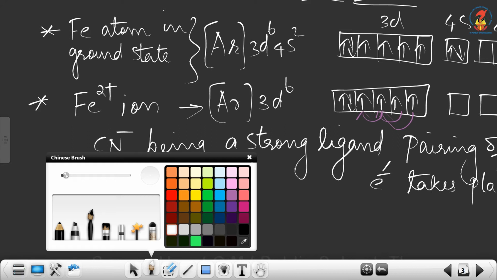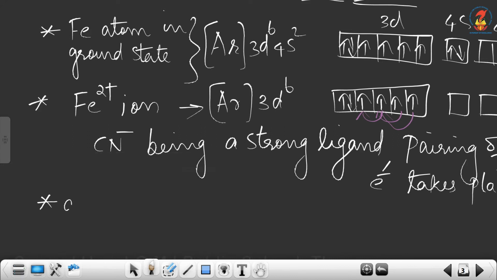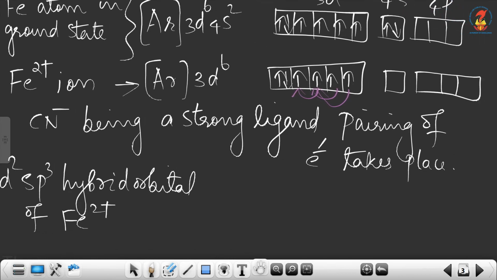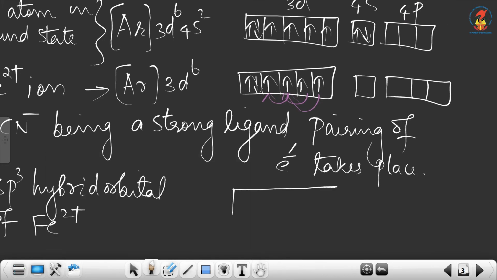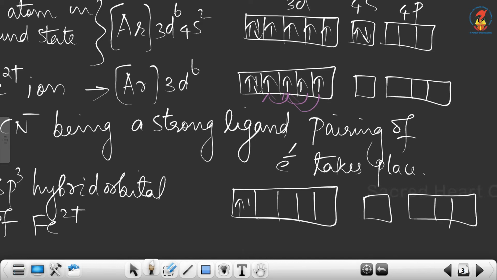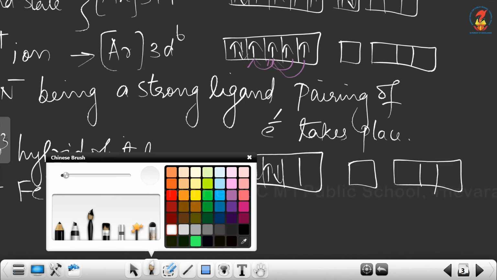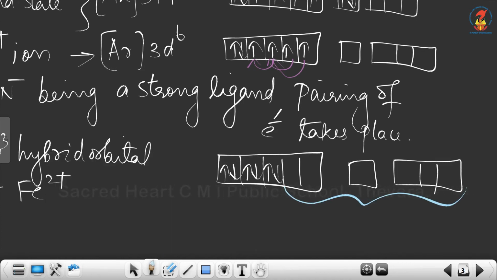So next step is d2sp3 hybridization. Again, hybridization is d2sp3 hybrid orbital of which ion? Fe2+. So how will you show that d2sp3 hybrid orbital? Again 4s, 4p, 1 2 3 4 5 6, and show that d2sp3 hybrid orbital. This is the hybrid orbital, d2sp3 hybrid orbital.